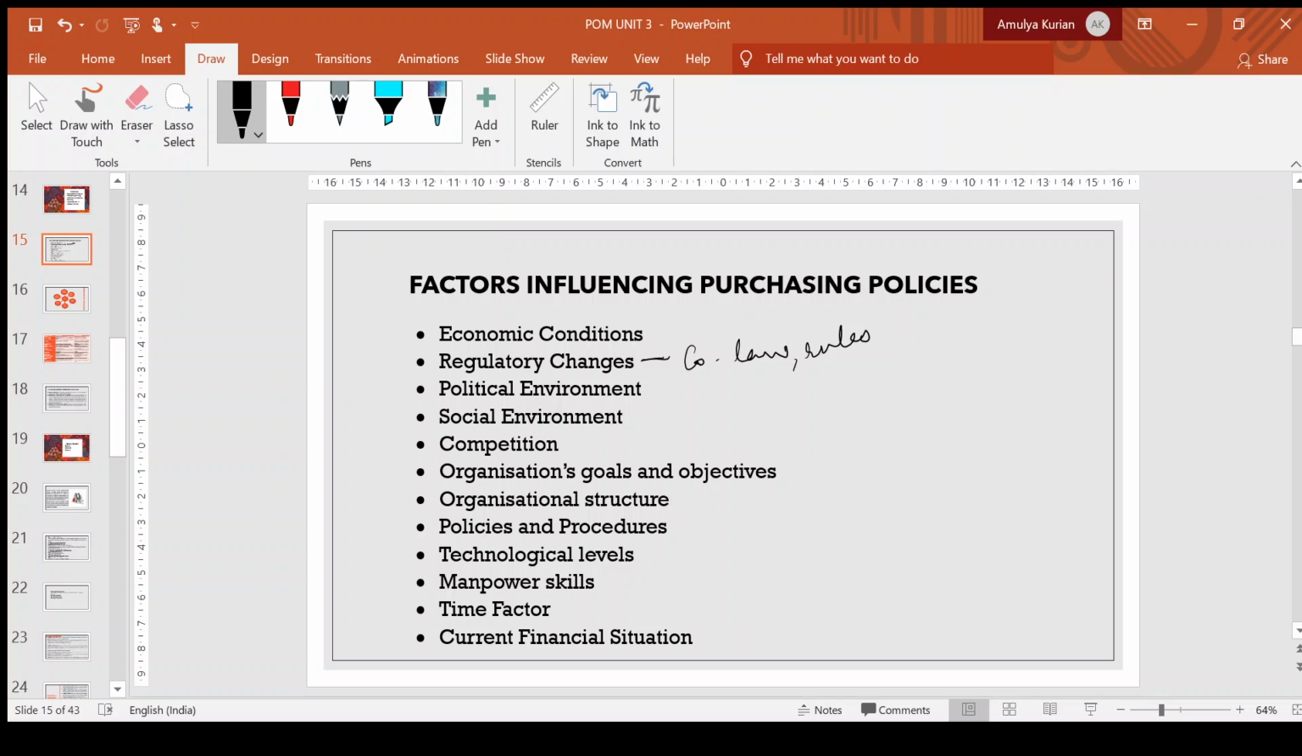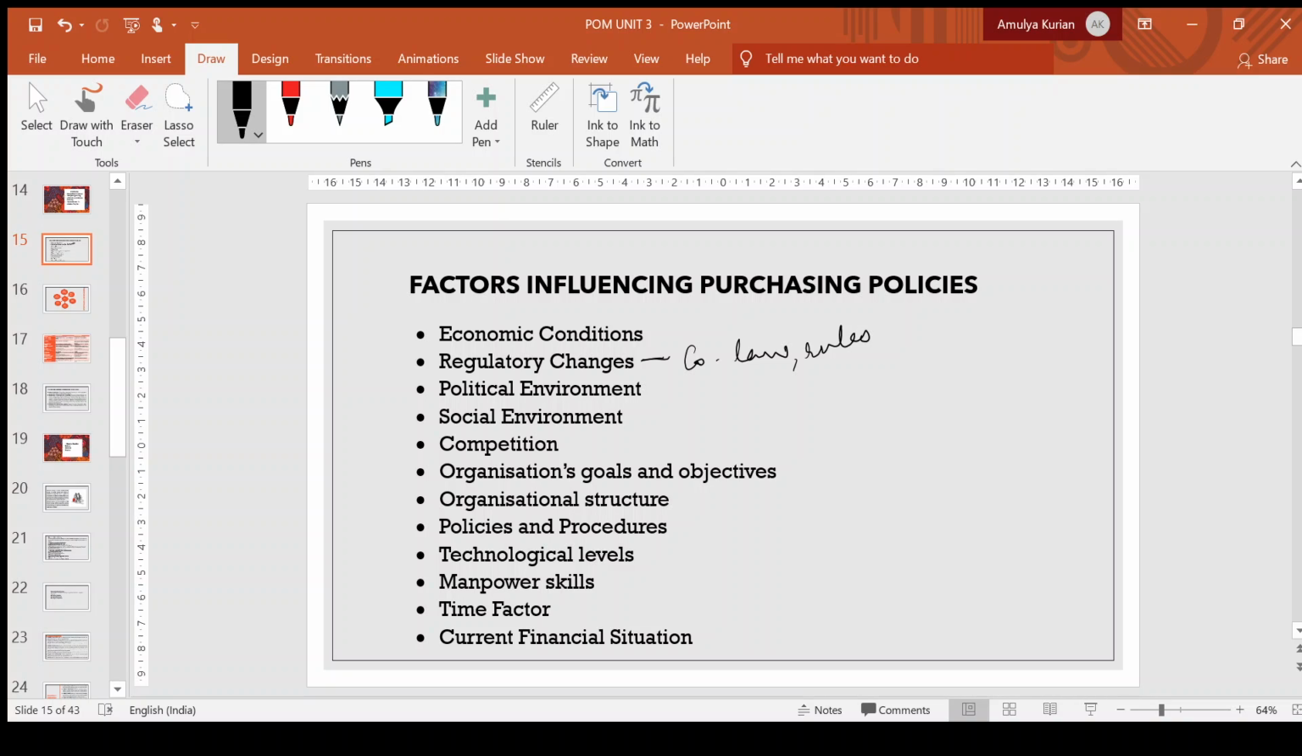Then social environment, based on the changes which occur in the practices and procedures in the society, it will have an impact on your purchasing policy. Then the next one is competition. When there are more competitors for newer product or services, you have to change your purchasing policy based on that.